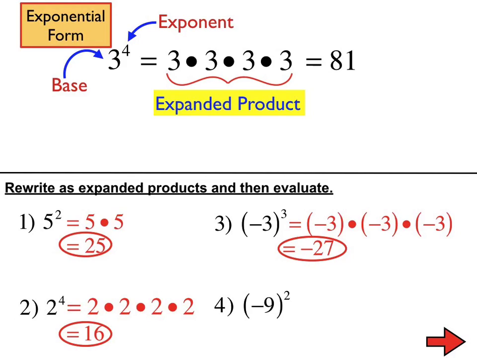Number 4. This is negative 9 squared, which means negative 9 times negative 9, which will be negative or positive? Positive. 81. Awesome. Any questions about how to evaluate? Good, let's go over some vocabulary.